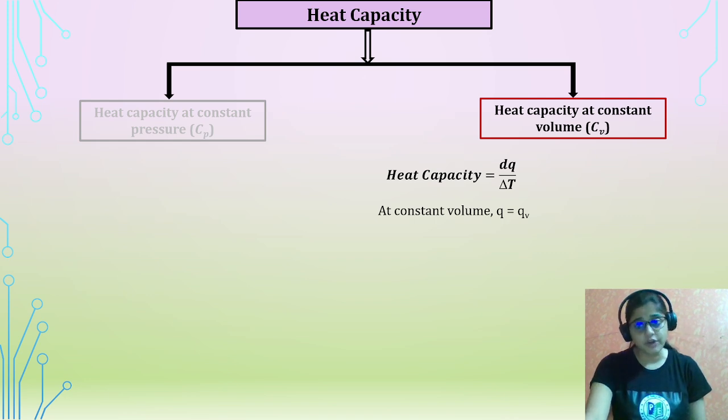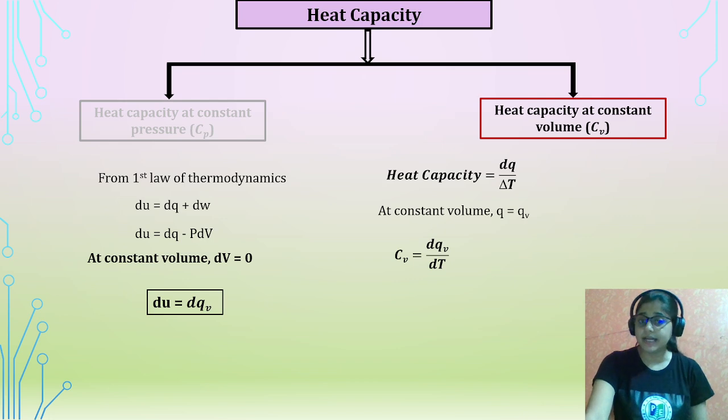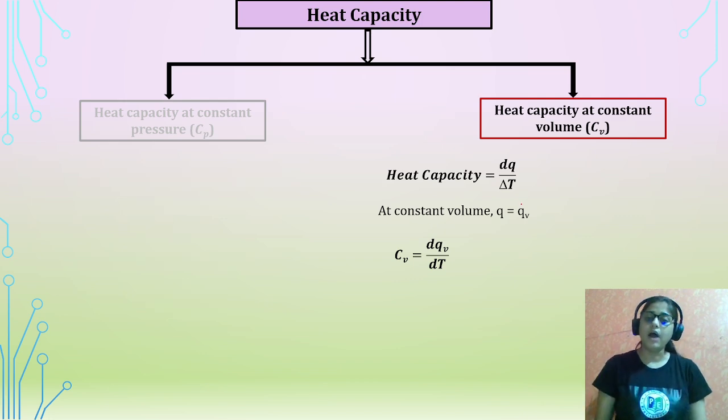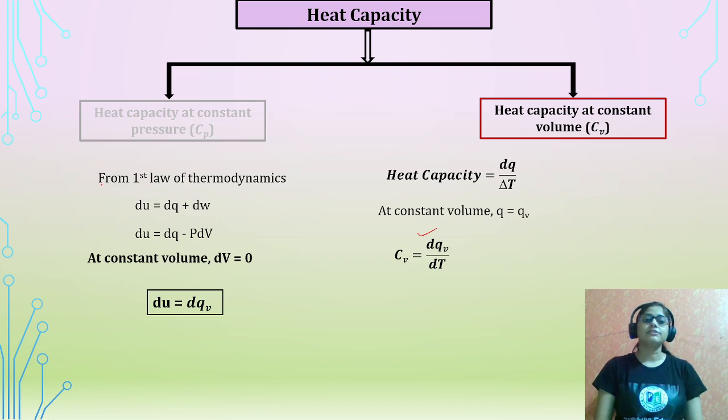At constant volume, again same, Q will be QV. Fine. CV will be delta QV by delta T. Now, how do we get the value for that delta QV? Again, the first law of thermodynamics: we know dU equals dQ plus dW, and minus PdV will be there. At constant volume, dV will be 0, right? So this term will now be gone.